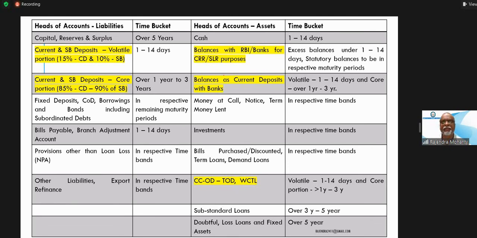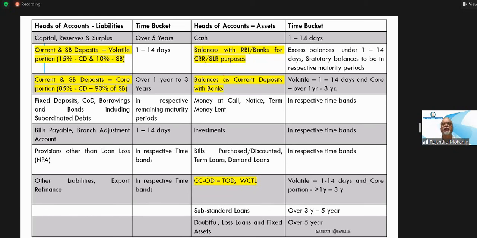The third thing left is capital reserve and surplus at 5 years, substandard loan at 3 to 5 years, and doubtful loans, loss loans as well as fixed assets over 5 years. This way you should put the entire thing in the time bucket, the time band, the maturity ladder. Then you should prepare your structural liquidity statement to find the gap and cumulative gap, and you should manage those first four buckets as per the prescribed percentage. That is the analysis to be done with the bank.